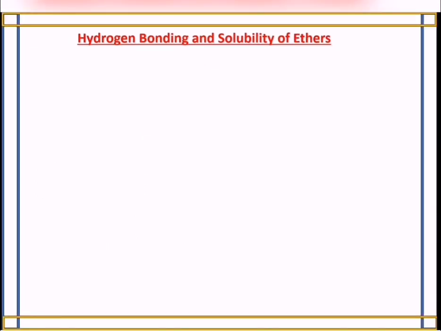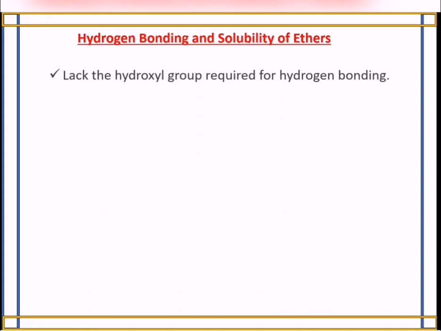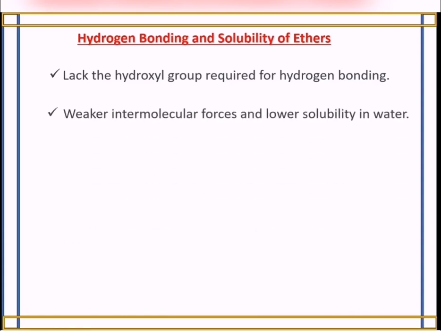Let's look at the hydrogen bonding and solubility of ethers. Ethers lack the hydroxy group required for hydrogen bonding. They have weaker intermolecular forces and lower solubility in water. They are commonly used as organic solvents. The most commonly used ether solvent is diethyl ether.